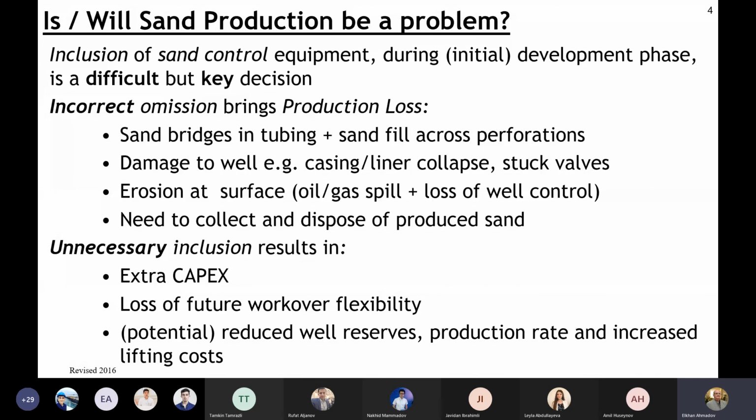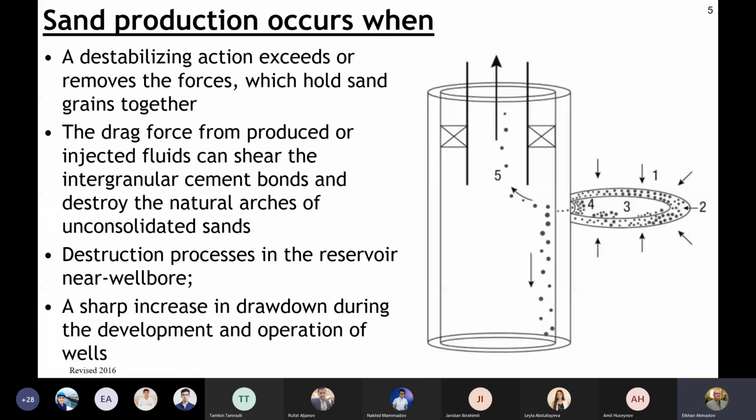So it's time to finish. So we will continue tomorrow on how the sand production occurs, why we get this situation, and how we can work with this sand production.